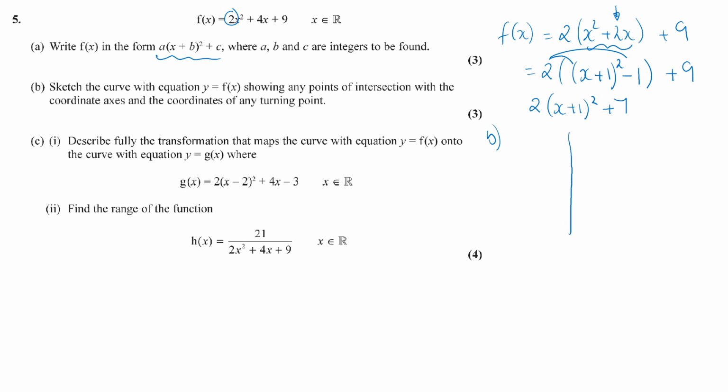So this is all about transformations of graphs. This +1 in the bracket means that the x squared graph has gone 1 to the left, and then this 7 means it's gone 7 up in the y direction, and then this 2 is going to be a stretch, but it's not going to really be involved in sketching it. We're just going to go -1, 7 is going to be our minimum point, so we're going to come down like that, and then the y-axis intercept is going to be at 9.